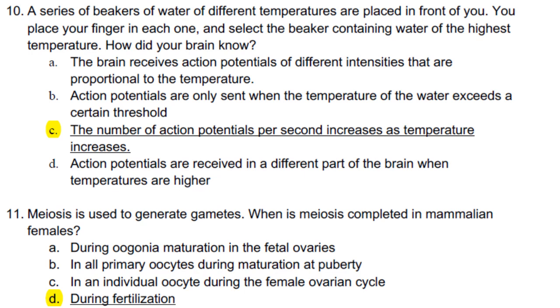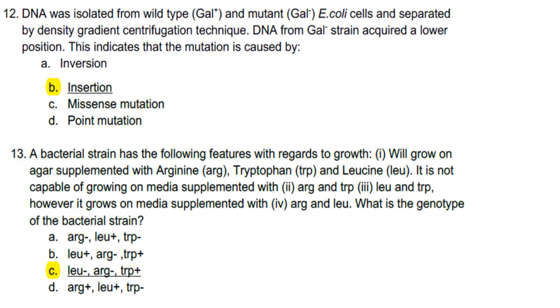Action potentials are received in a different part of the brain when temperatures are higher. No. Meiosis is used to generate gametes. When is meiosis completed in mammalian females? That is, it is during the fertilization that meiosis is completed in mammalian females. Answer is option D. Then next one.